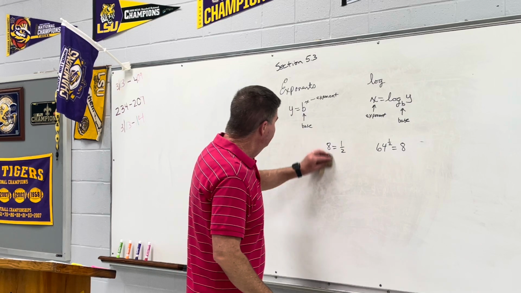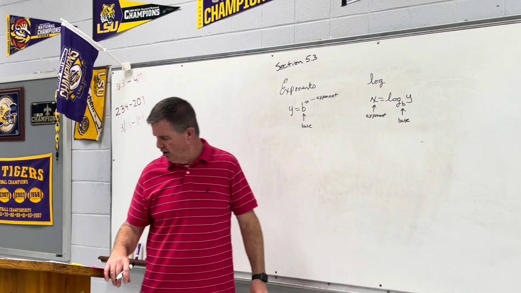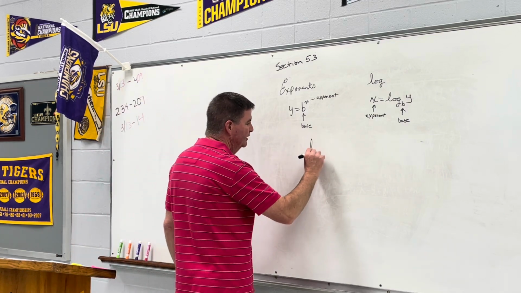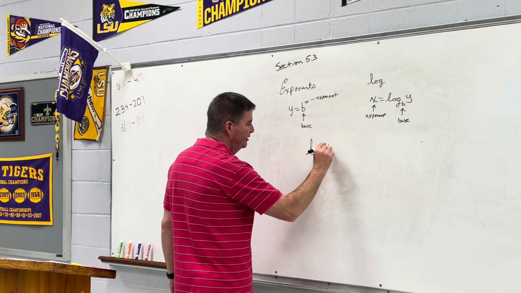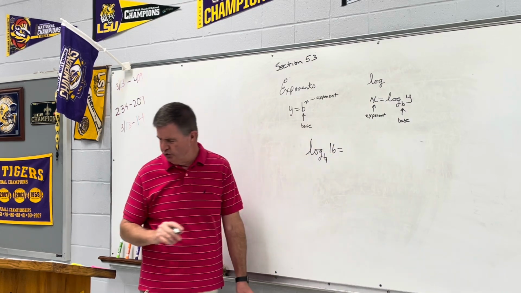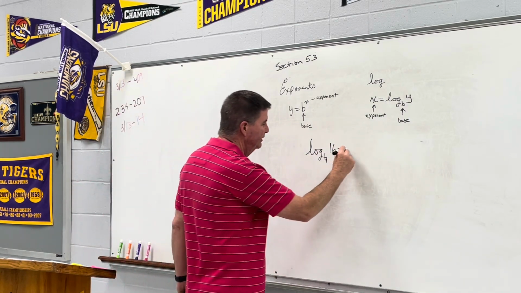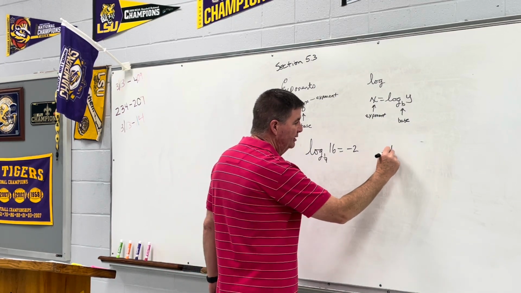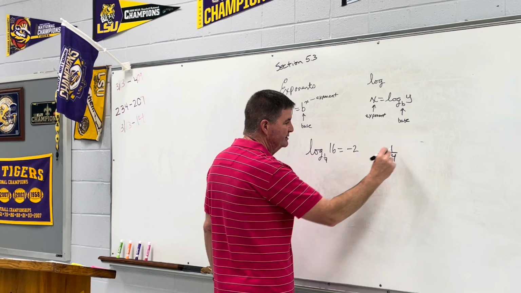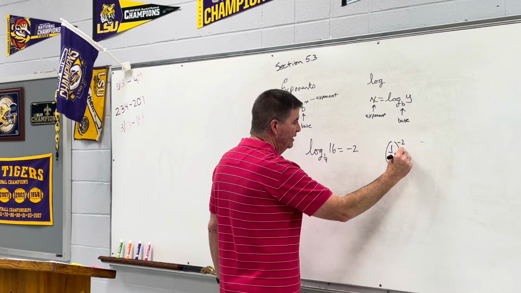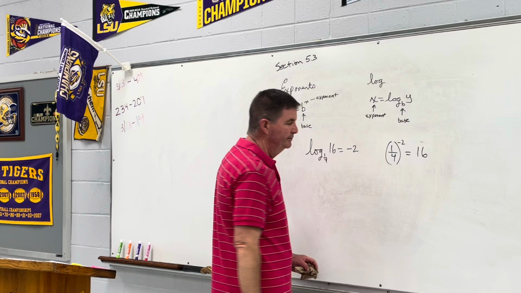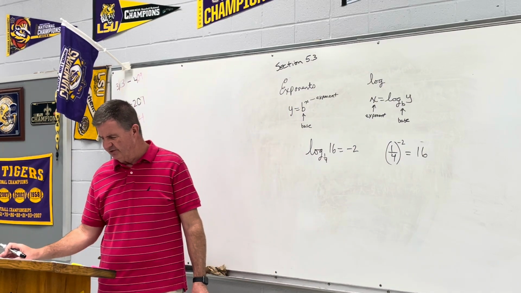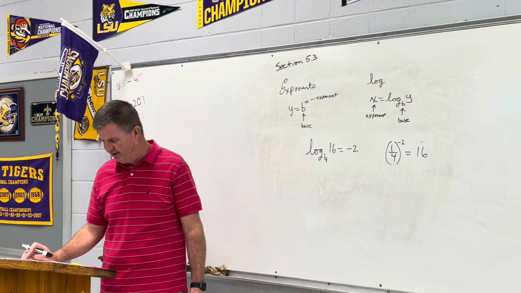And finally, if I have log base 1/4 of 16 equals negative 2, and I want to rewrite this as an exponent, it's going to be 1/4, which is my base, to the negative 2nd power equals 16. And that is going back and forth from logs to exponents and exponents to logs.